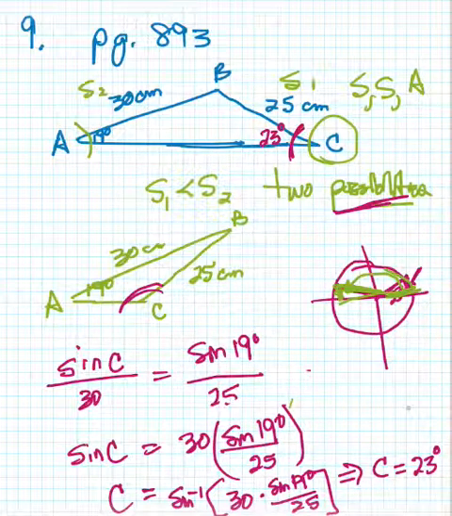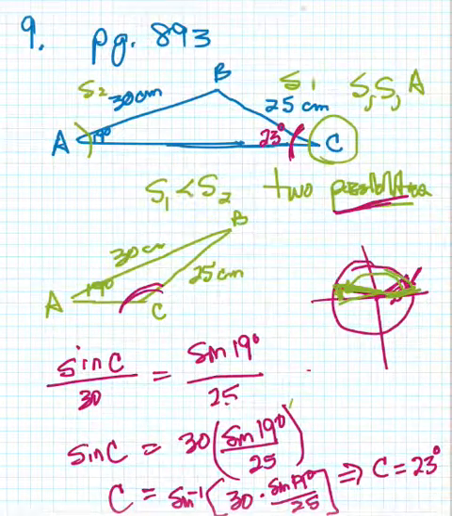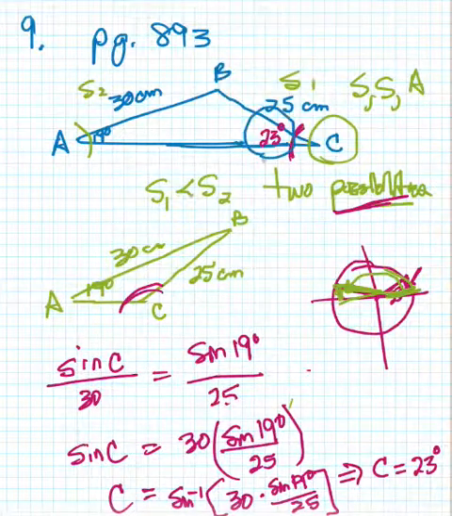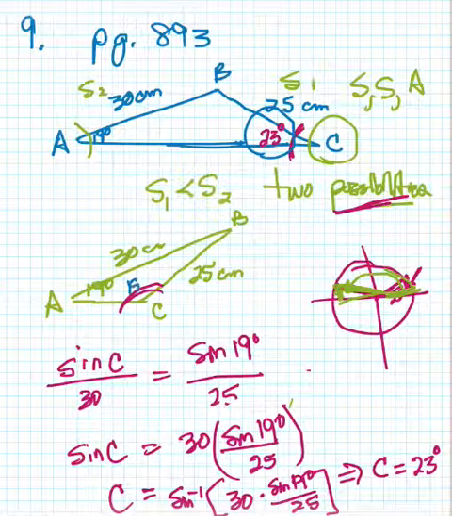180 minus the 23, and we get 157 degrees. So the two possibilities for C are that C can be a 23 degree or it could be 157 degree.